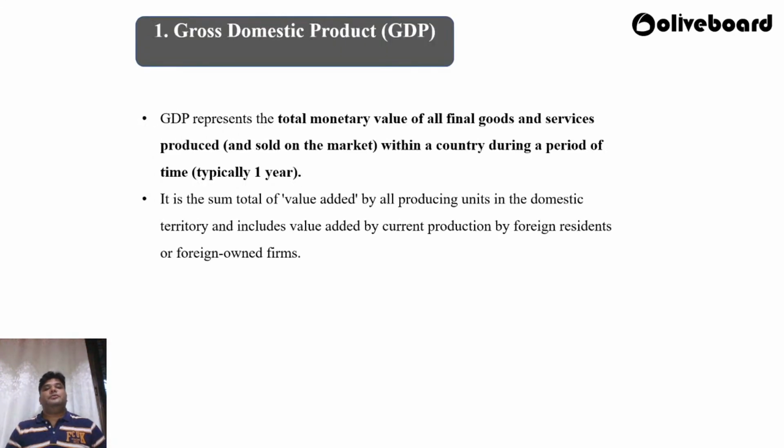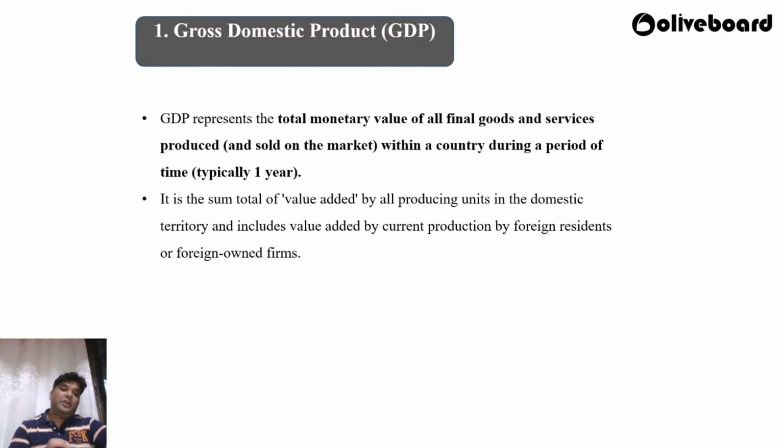So what is GDP? GDP represents the total monetary value of all final goods and services produced within a country during a period of time, typically 1 year. यहाँ पे सबसे important चीज है within a country, right? That means it is a territorial concept. It can also be considered to be a geographical concept, right?